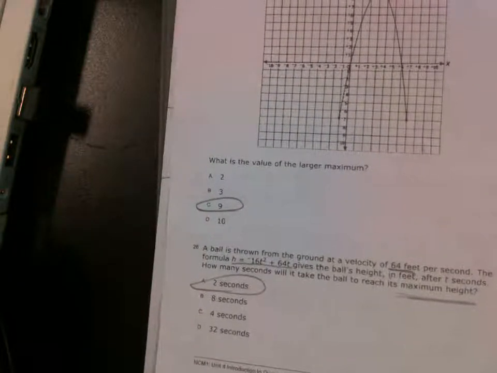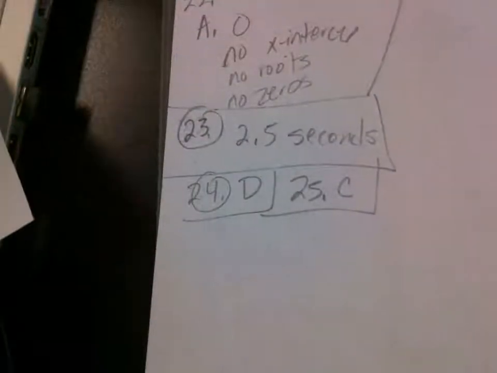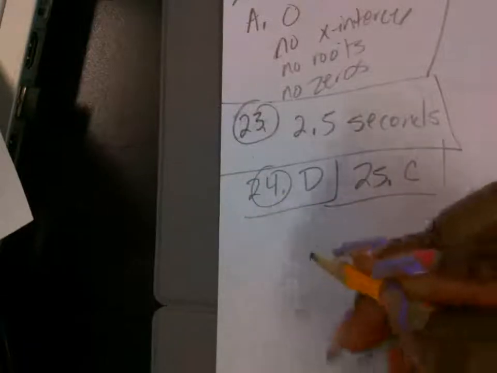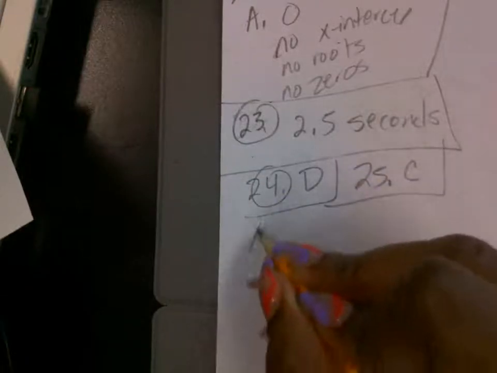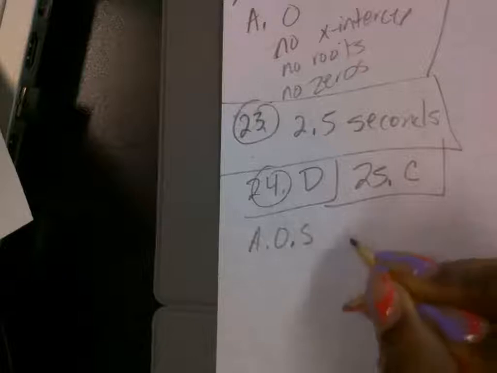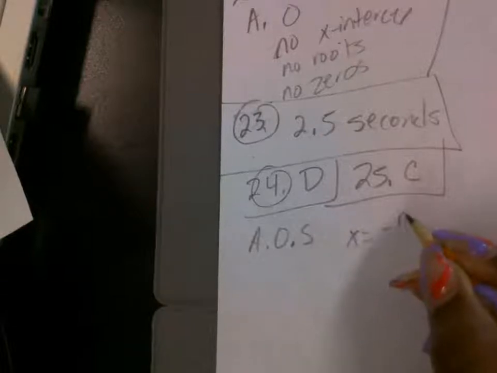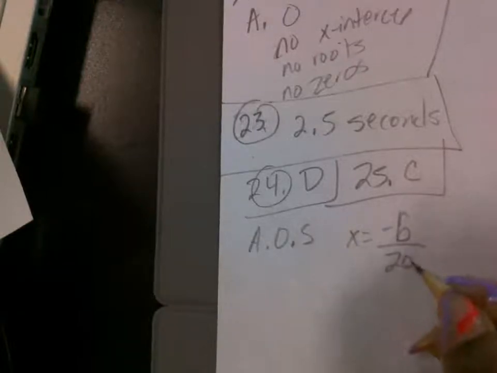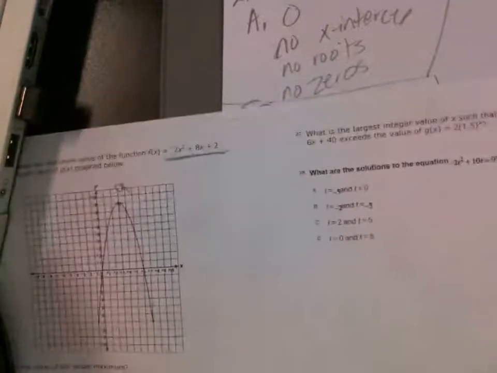And you could have used the axis of symmetry there to get the answer. So for 26, you could have used AOS to get that top part. So don't forget that you could do that. X is equal to negative B divided by 2A. You could have used that one.